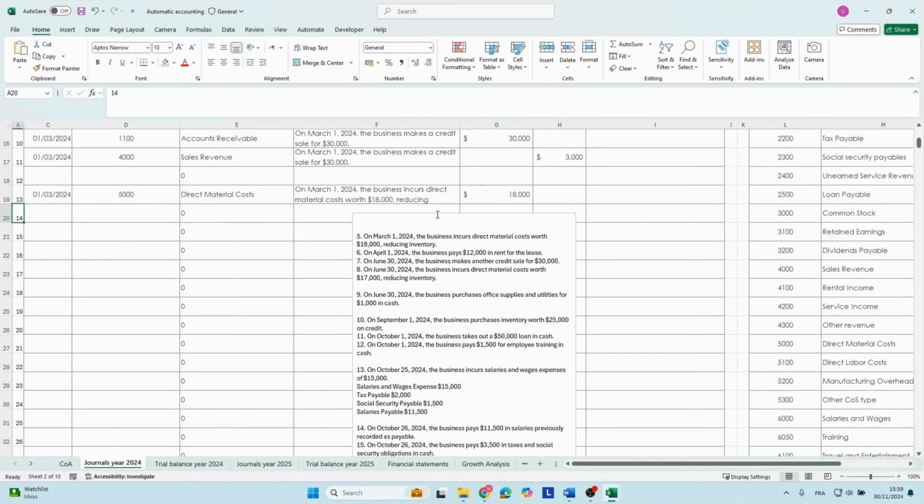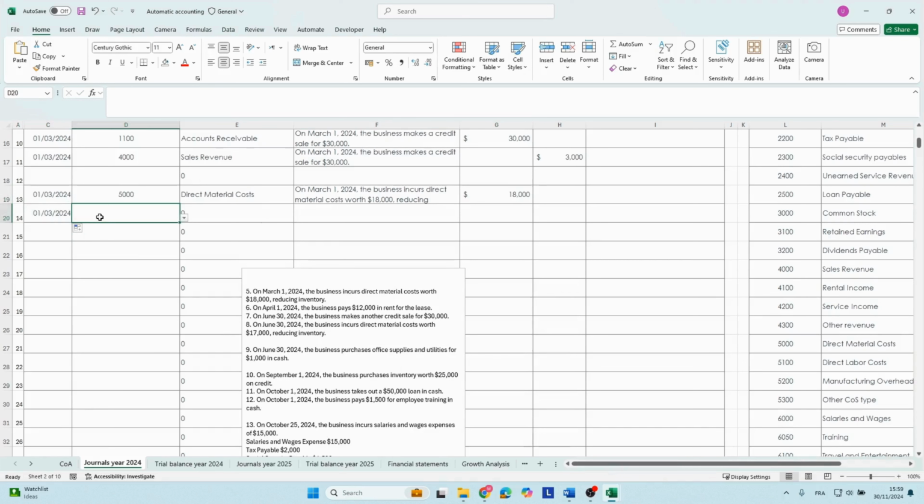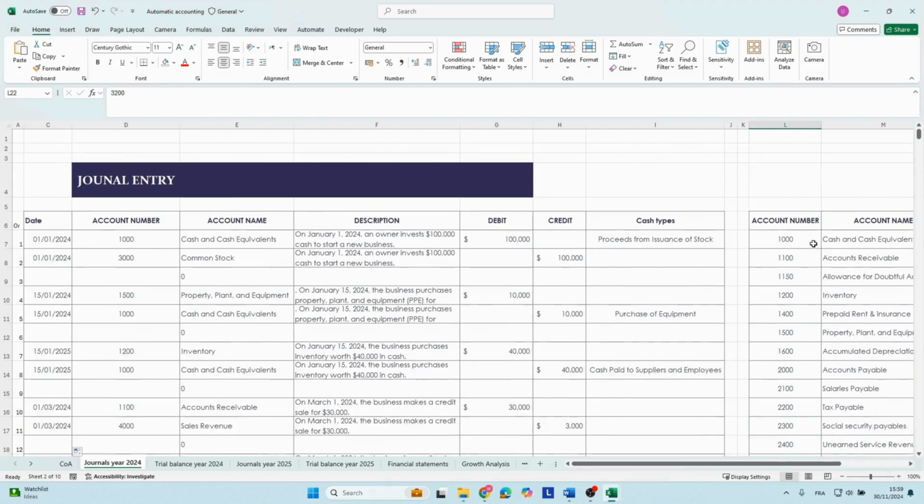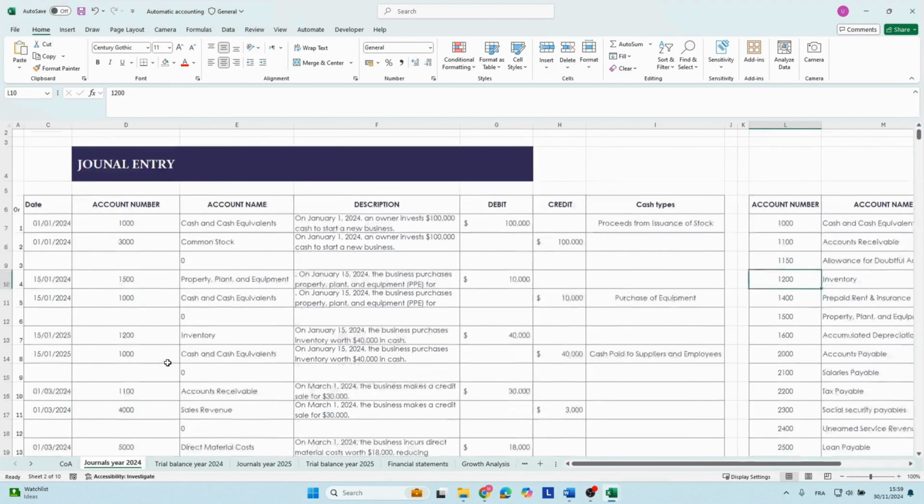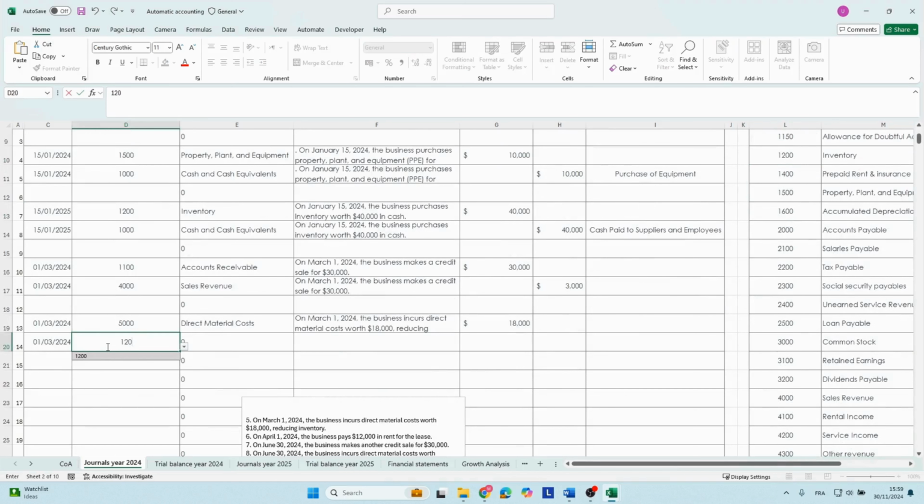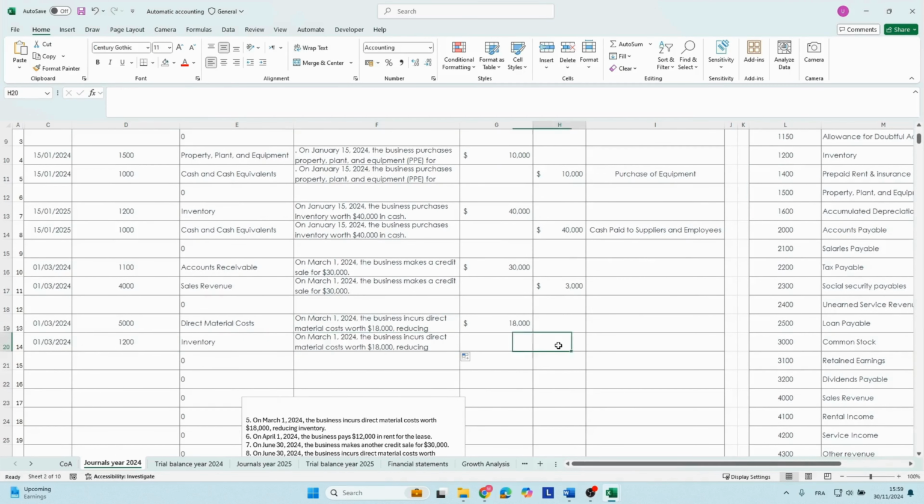Then we use the second transaction. Here, we said that it will reduce our inventory, and the inventory account is 1,200. Then we have the amount of the inventory. So we have finalized the fifth transaction.